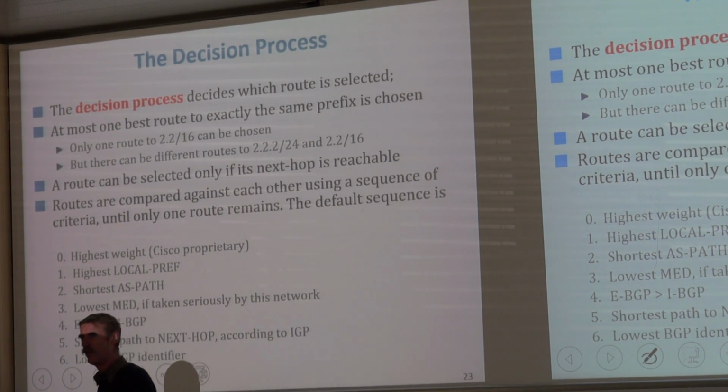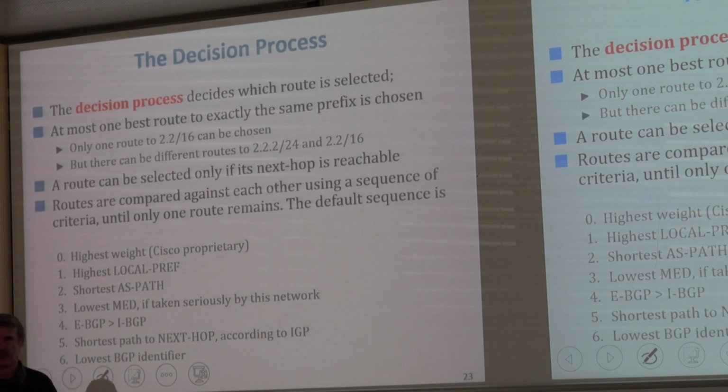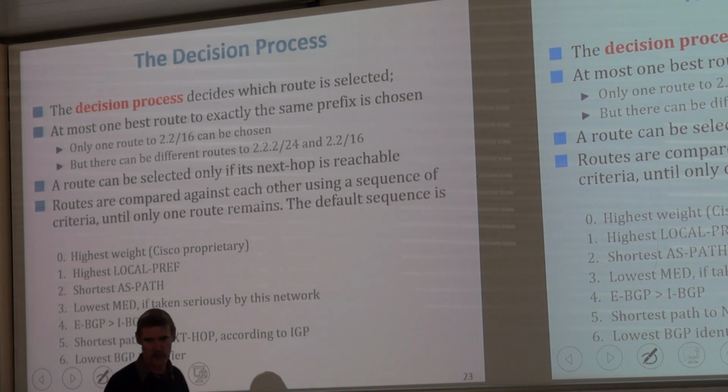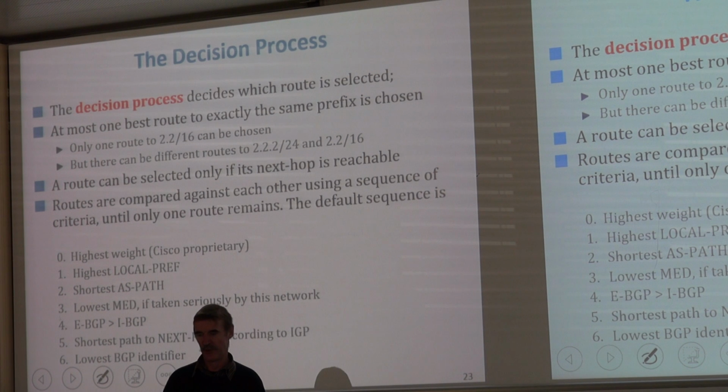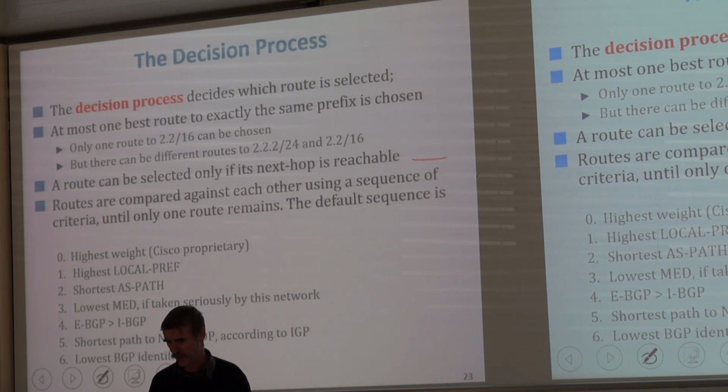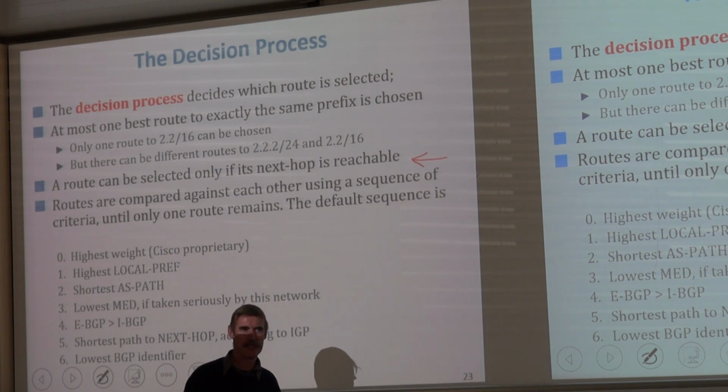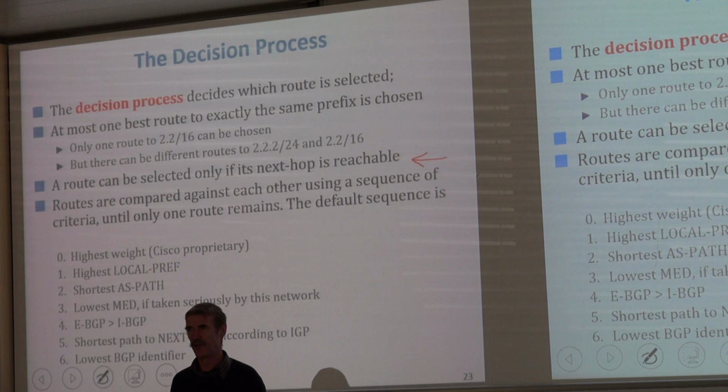Before getting there, a few words on the decision process. So that's the code of a BGP router, if you want. The decision process decides among all possible candidate routes, and as I said, typically there are many possible candidate routes, which one is chosen. And only the chosen one will be further repeated. Of course, a route can be chosen only if it works. If it works, it means the next hop on the route, I'll explain what the next hop is in a second, is reachable.